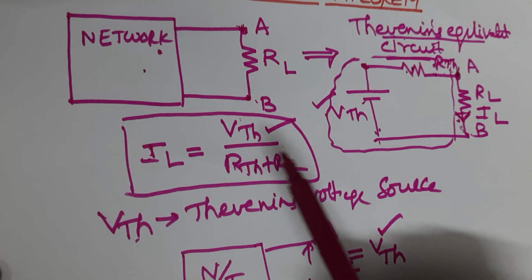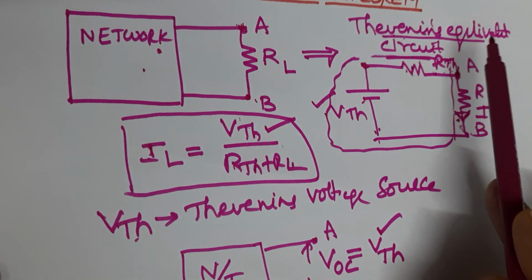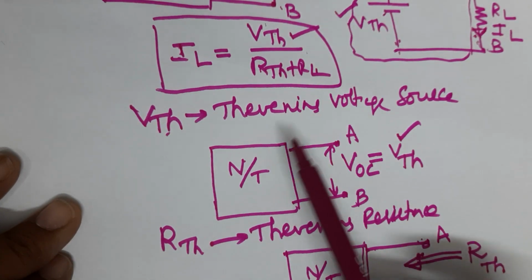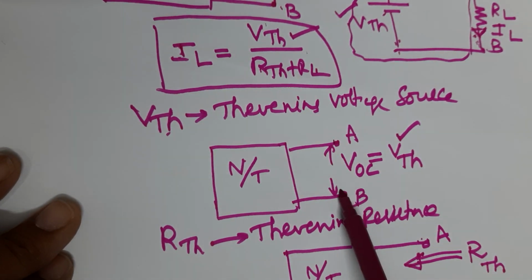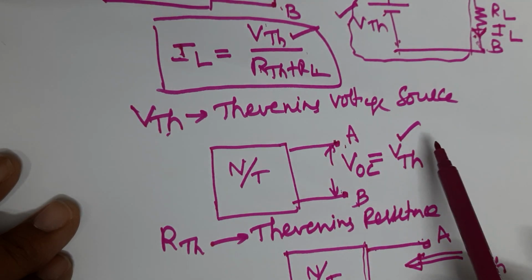What are the steps? The first step in finding out this Thevenin's equivalent circuit is that we first remove the load resistance. Once we remove the load resistance, what will happen? There will be an open circuit across these two terminals. Then we can measure that voltage, known as VTH.